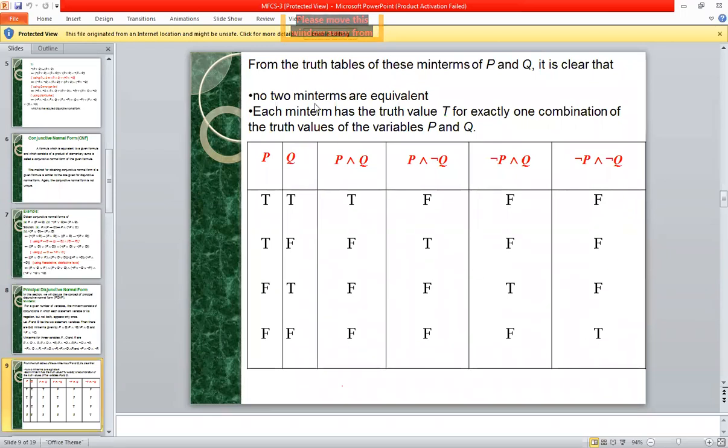Okay, so no two minterms are equivalent. Here we observe that none of the minterms have equal truth values. In this one: true, false, false, false; in this one: false, true, false, false; in this one: false, false, true, false; and in this one: false, false, false, true. Okay, next one.